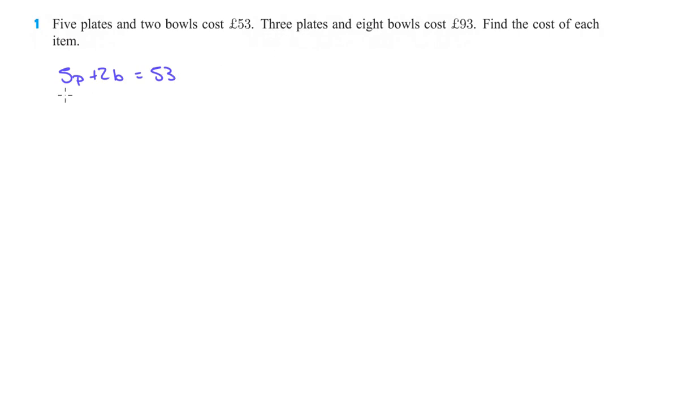We now know that also 3 plates and 8 bowls has to equal 93. Find the cost of each item. So this by far is the hardest part. Got to set this up. So 5 plates, 2 bowls cost 53. 3 plates, 8 bowls cost 93. So hopefully you can see how that has gotten set up.